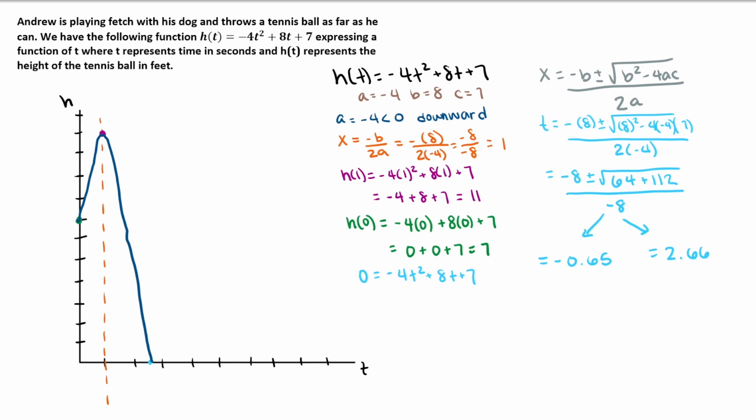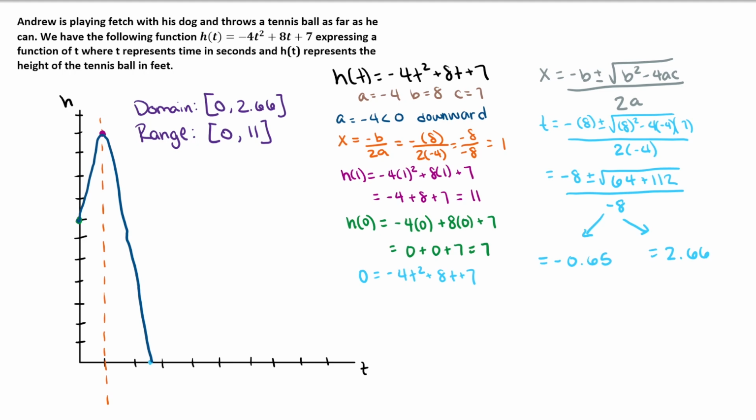So for our domain and range, our domain is only from 0 to 2.66 because the graph ends there. The ball literally hits the ground and does not travel any further in this parabola. And our range is 0 to 11 because the lowest point it is at is 0 feet and the highest point is at 11 feet. Looking at our graph, we can determine a few things.